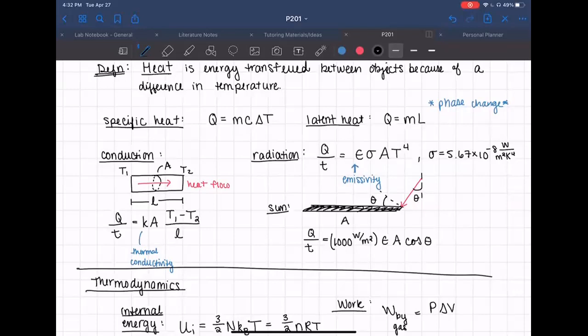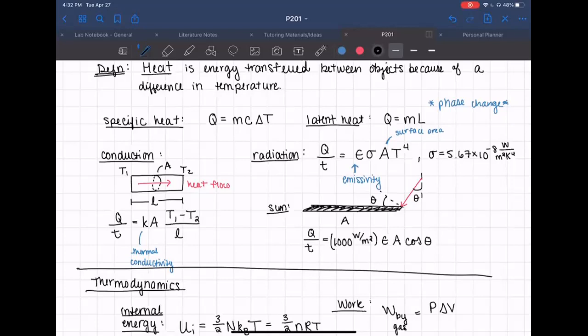We also have a heat flow rate for radiation. So generally, we have that Q over T is epsilon sigma surface area. That's something that I know was a homework conceptual question, that this is going to be the surface area, not the cross-sectional area. So that might be something good to put on there.